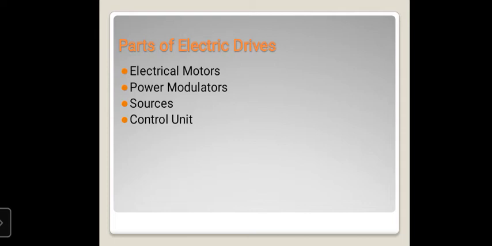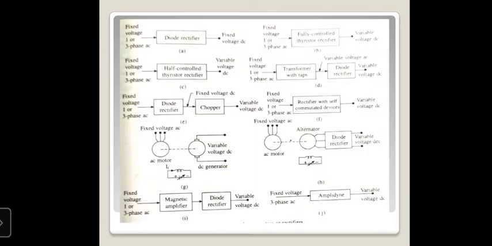We have already seen in the block diagram: electric motors, power modulator, source, control unit. These are the parts of electric drives. Suppose I have a DC motor and the source type is AC. Then we can use a rectifier. The power modulator at that time uses a rectifier.